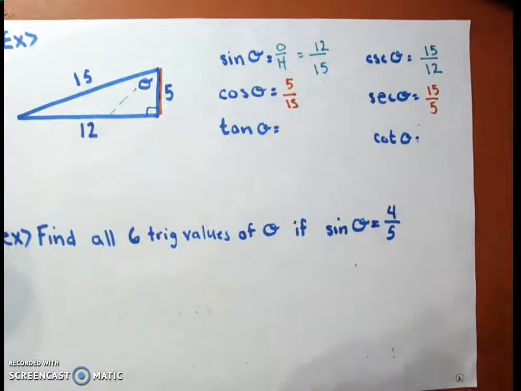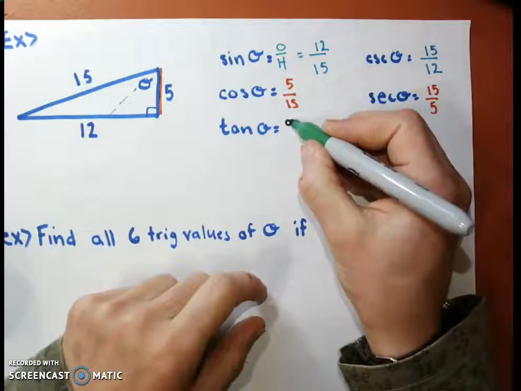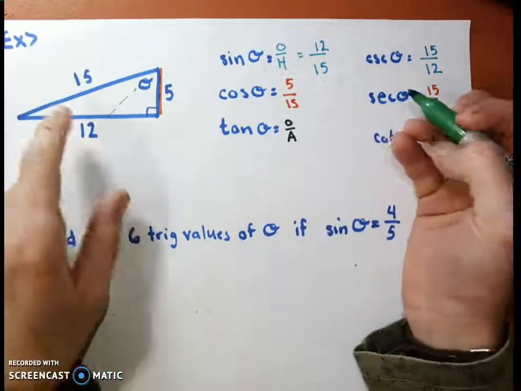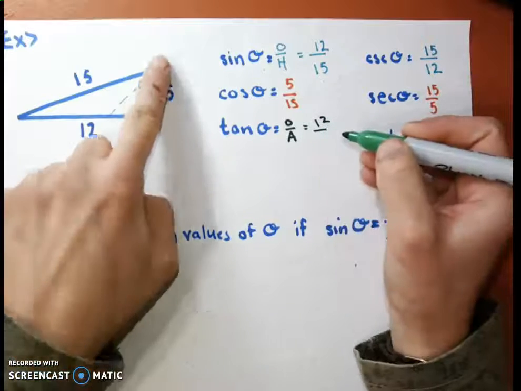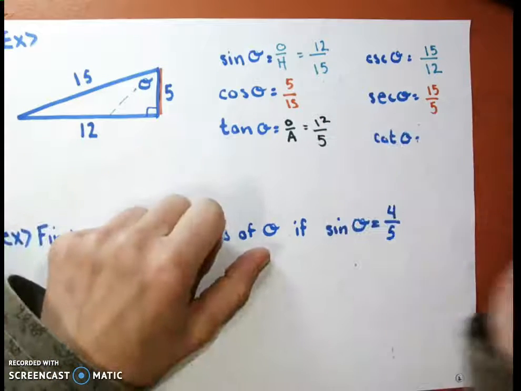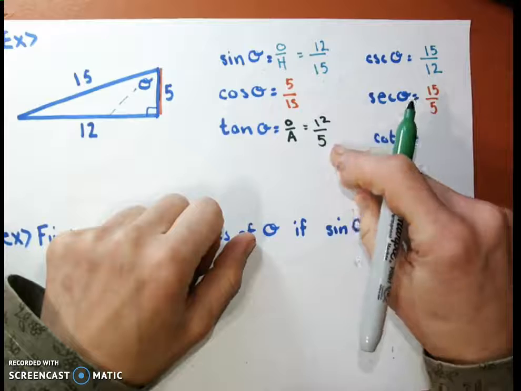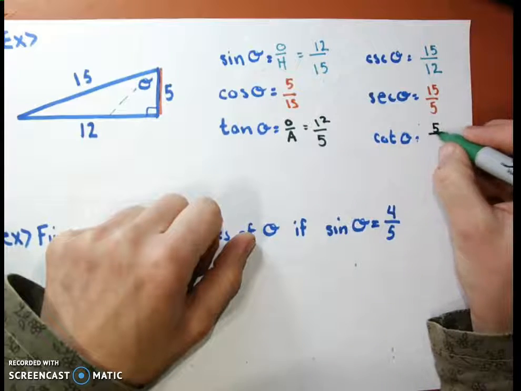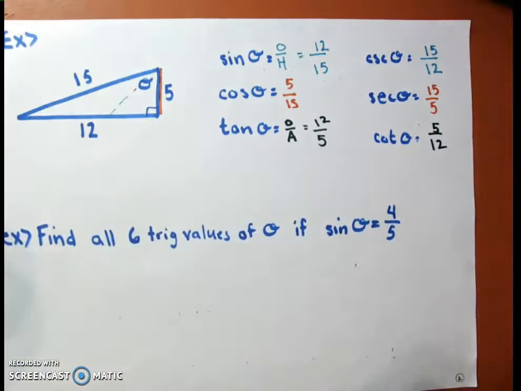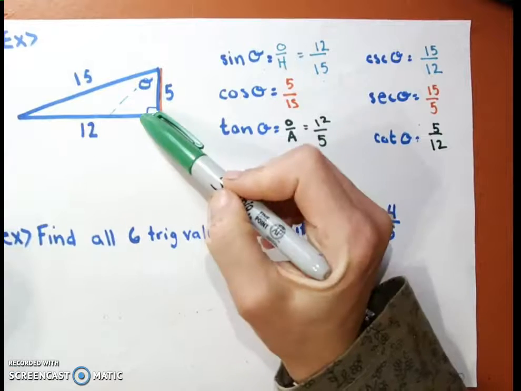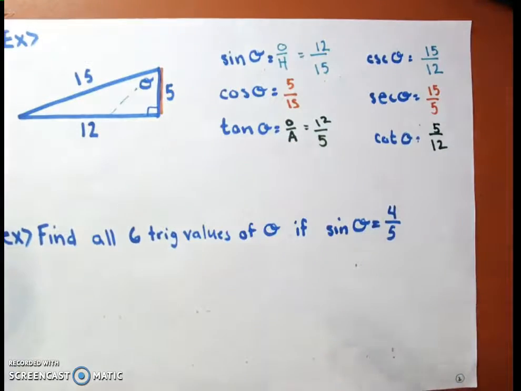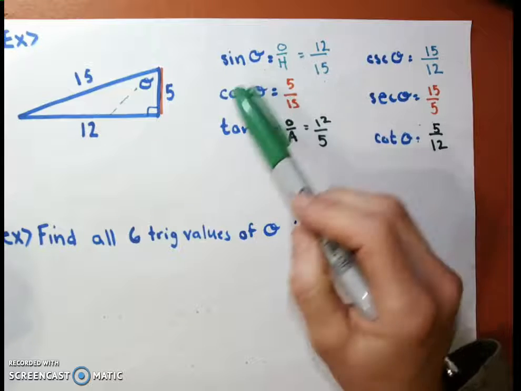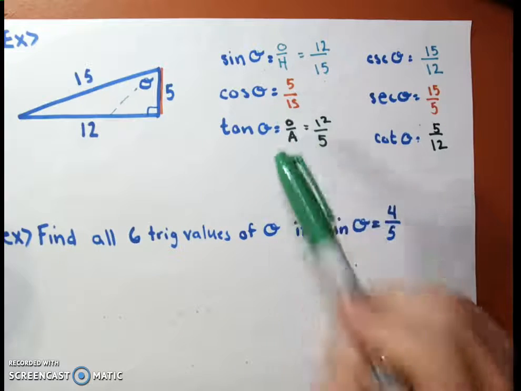And finally, tangent, the TOA part, is opposite over adjacent. So opposite we saw was 12, and adjacent is 5. So I get 12 over 5 for the tangent. Cotangent is just the flip, so 5 over 12. So it's pretty easy once you can identify which is opposite the angle, which is adjacent to the angle, and which is the hypotenuse. Then I'm just forming these ratios, and I remember SOH, CAH, and TOA.